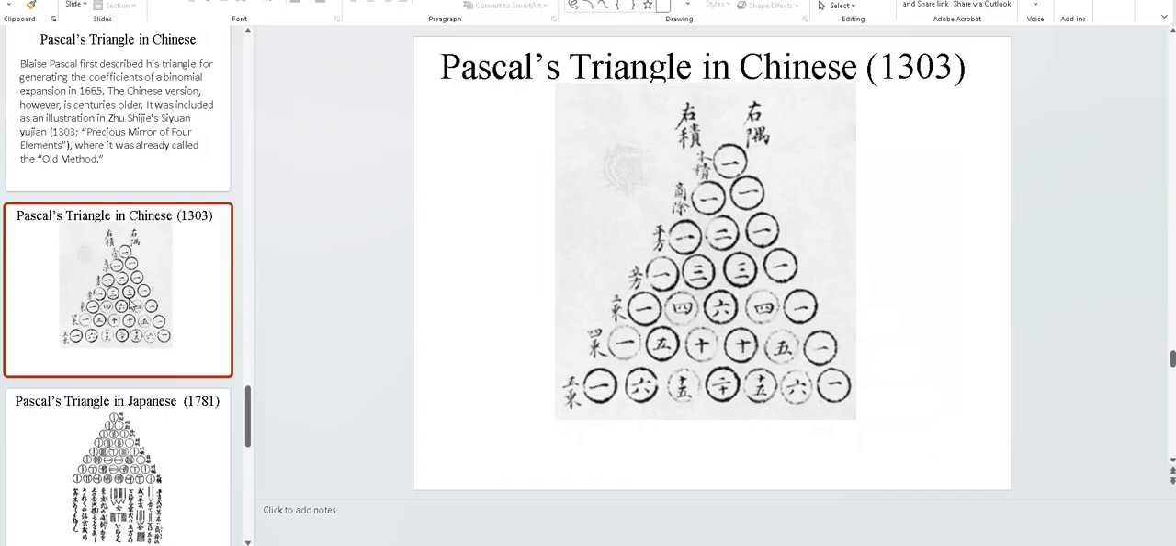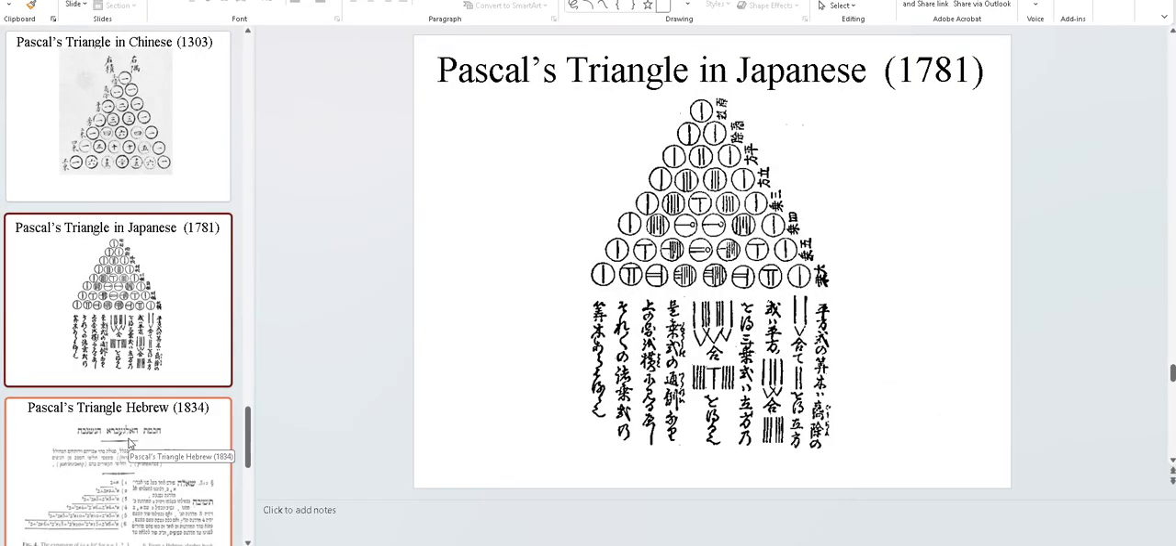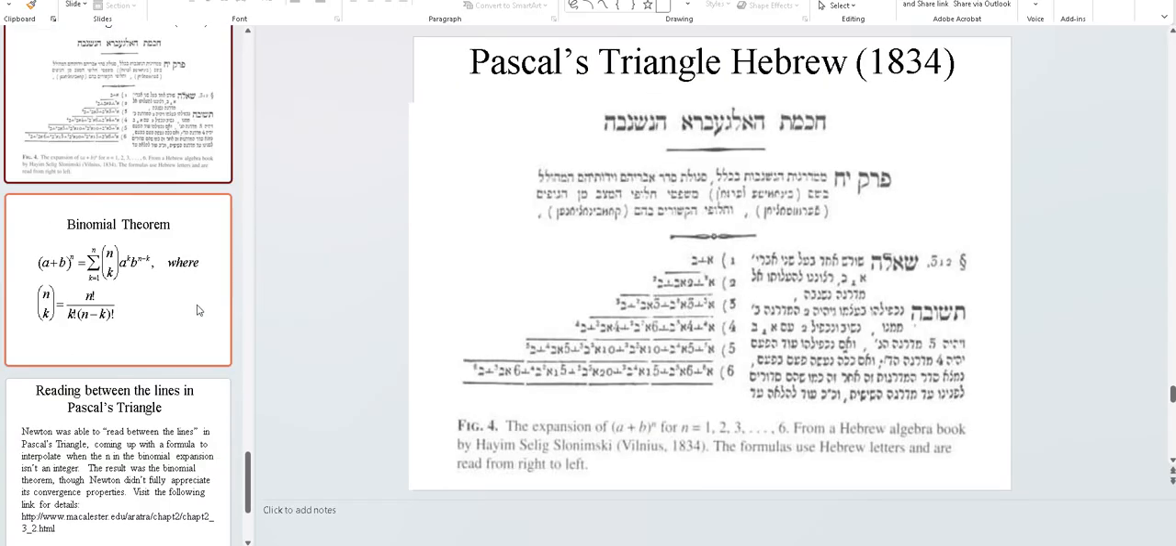Here's Pascal's triangle in Chinese circa 1303. Here it is in Japanese, Hebrew. Now I have looked for it in Arabic, but I haven't seen it exactly the way that I could relate to it yet. So if someone wants to help me out with that, that's great.